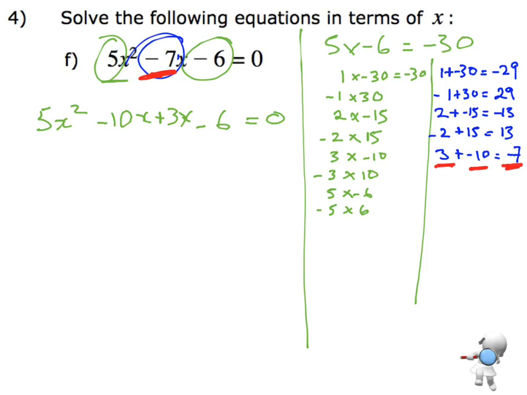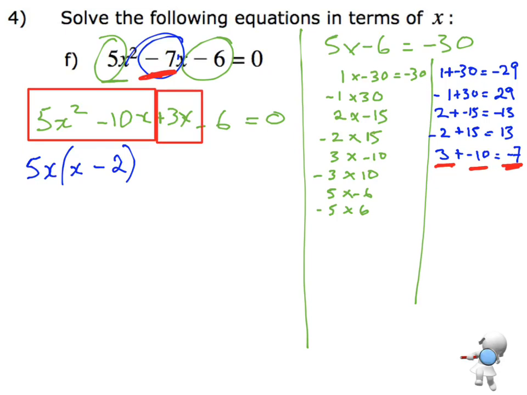The next step of the process is to take the first two terms and factorise those. So when I do that, think 5x squared minus 10x, what do they both have in common? They've got a 5 in common and they've got an x in common. So if I take 5x out of 5x squared, I'm left with an x, because when I multiply that out, x times 5x will give me 5x squared. And again, take 5x out of the 10x, and that's going to give me 2.